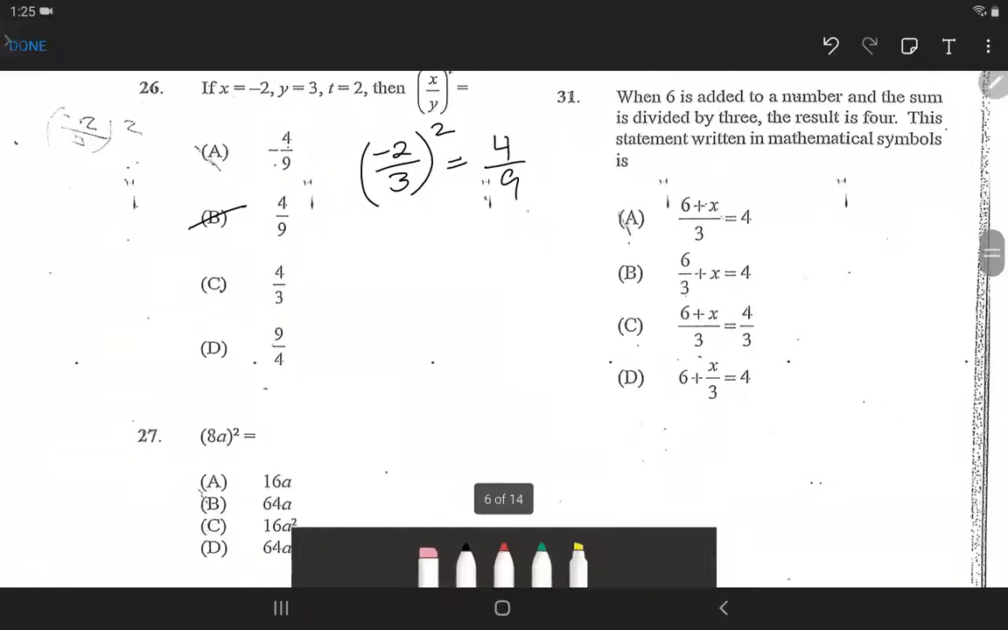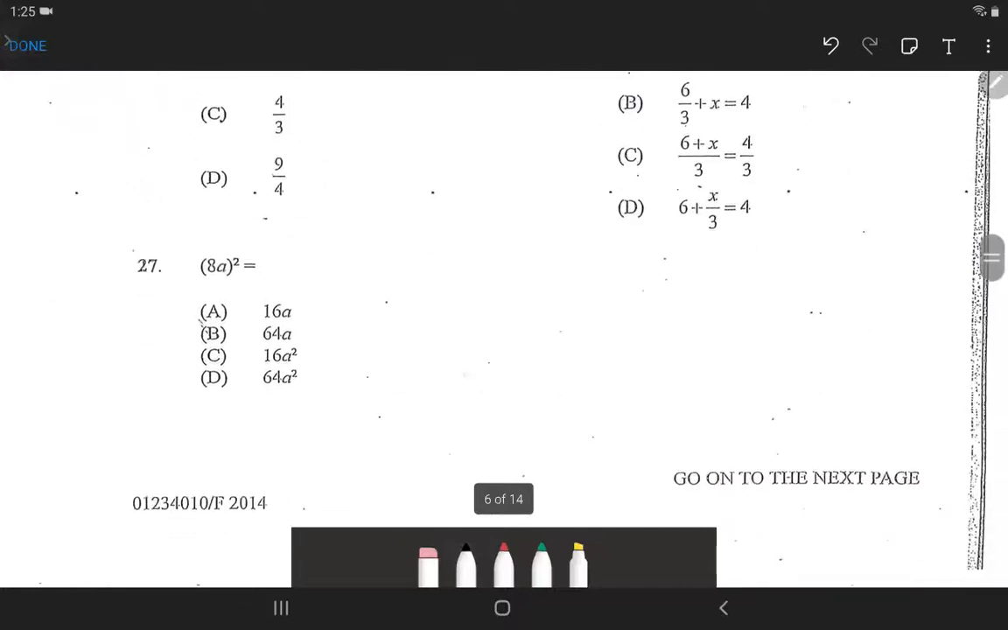When 6 is added to a number and the sum is divided by 3, the result is 4. When 6 is added to a number and the sum is divided by 3, so that's this one. 8a squared is 64a squared. That's B.